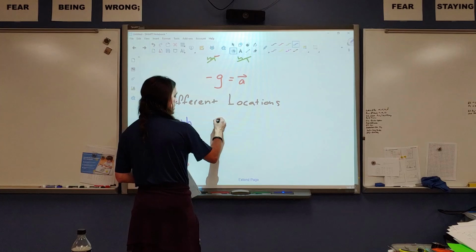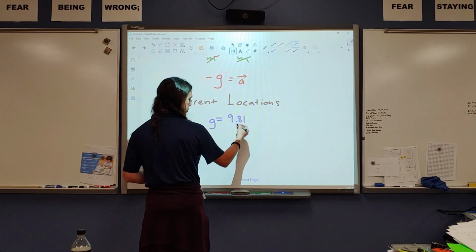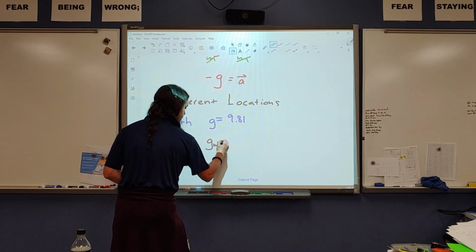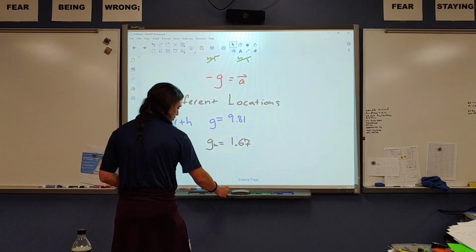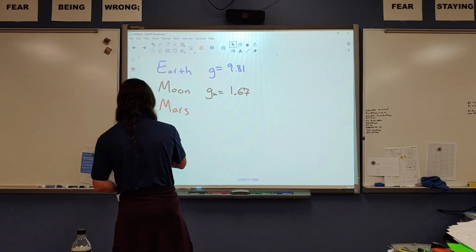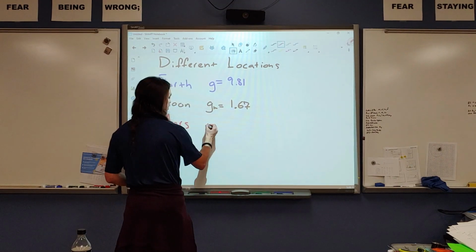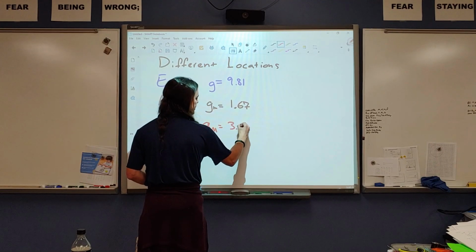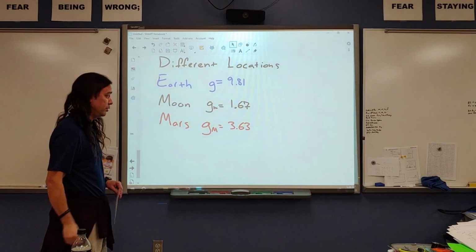But in this case, I would say that g on the Earth is equal to 9.81 meters per second squared. g on the Moon is equal to, I believe, about 1.67 meters per second squared. It's about 1/6, 1/7 the effect of gravity on Earth. And then finally on Mars, we've got 3.63, I believe, meters per second squared, or newtons per kilogram.